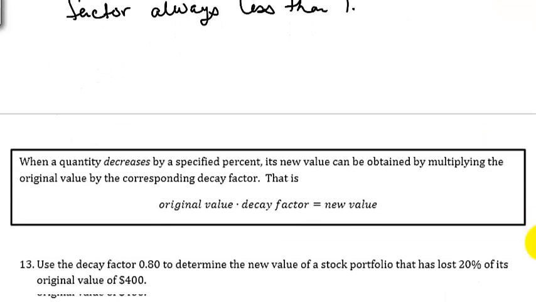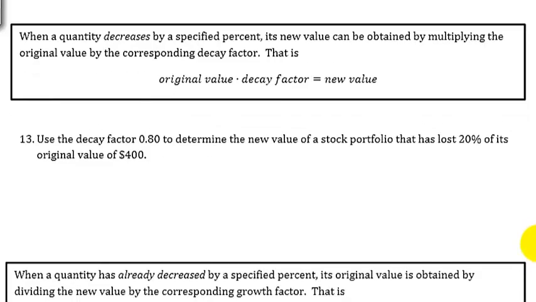So when a quantity decreases by a specified percent, its new value can be obtained by multiplying the original value by the corresponding decay factor. That is, the original value times the decay factor equals the new value.